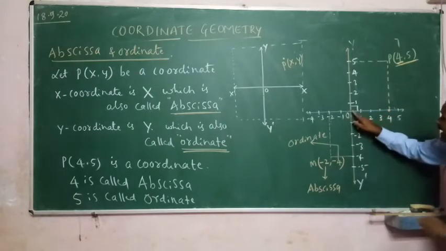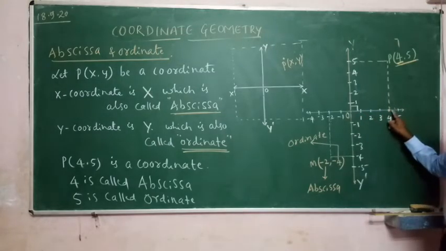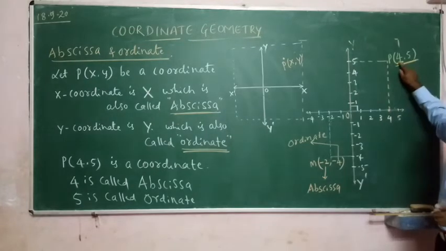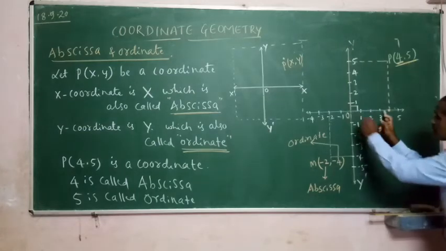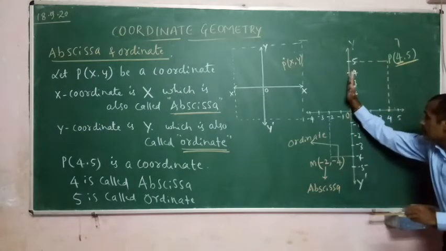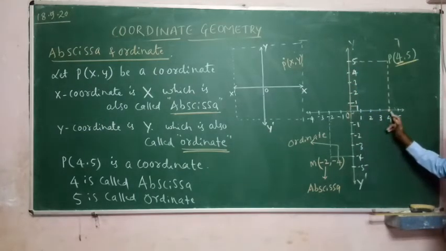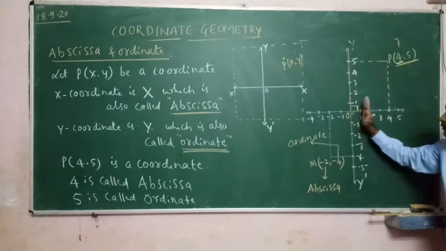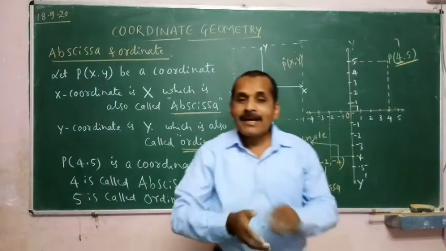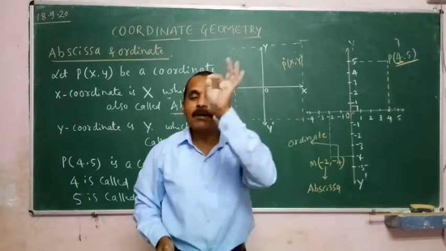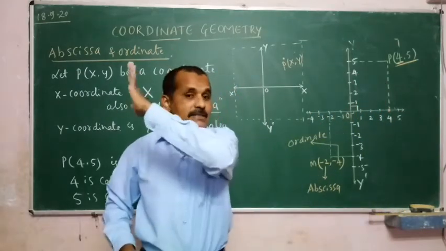See, this 4 is along the x-axis. It is along the x-axis, so it is called an x coordinate. But it is the perpendicular distance. It is the perpendicular distance from where? From the y-axis. That means from the y-axis I have moved 4 units. Listen very carefully. X coordinate is the perpendicular distance from the y-axis.